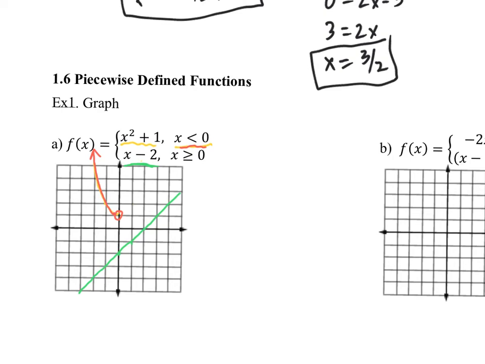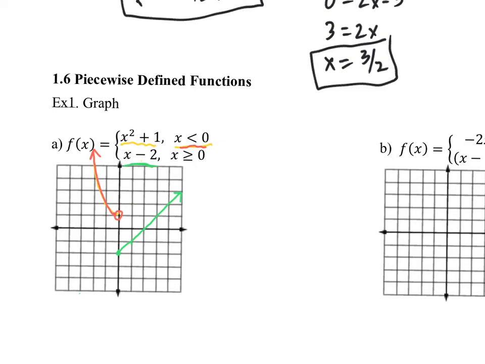Okay, but hold up. I only want y equals x minus 2 to be used when x is greater or equal to 0. So I'm going to get rid of, let's see, x is greater or equal to 0 is the right side of the y-axis, so let's get rid of everything over here. I don't want this half of the graph. Okay, now x is greater or equal to 0. It can equal 0, so I should have a closed circle here. I don't need to emphasize it, but it should be closed. But it does extend forever to the right.